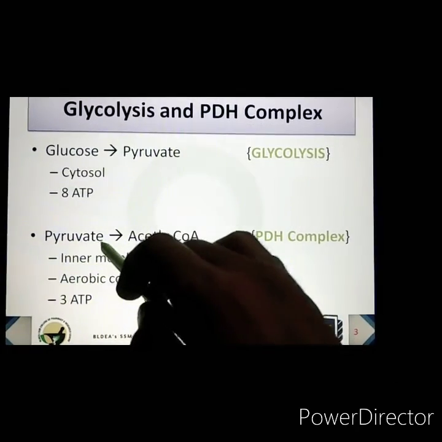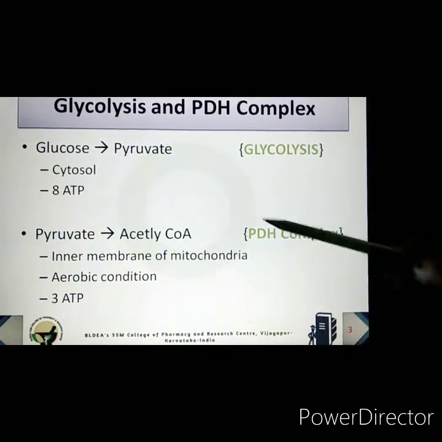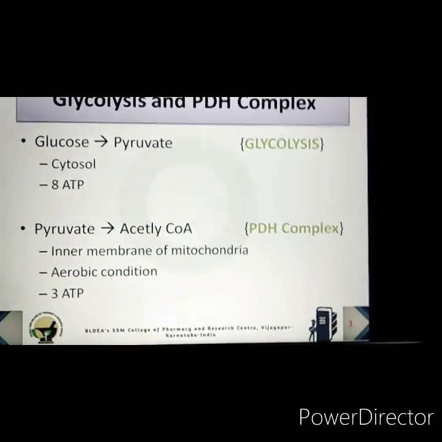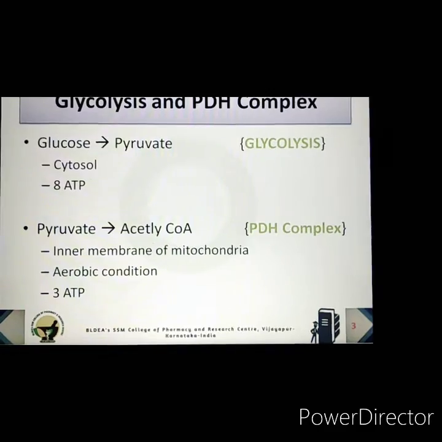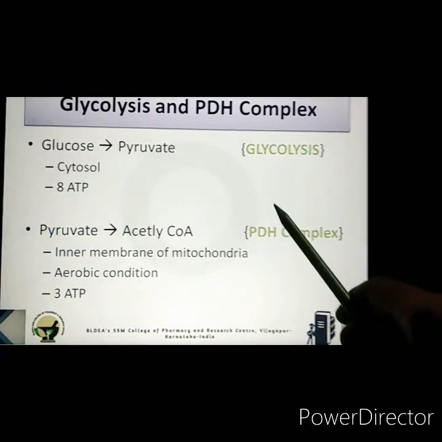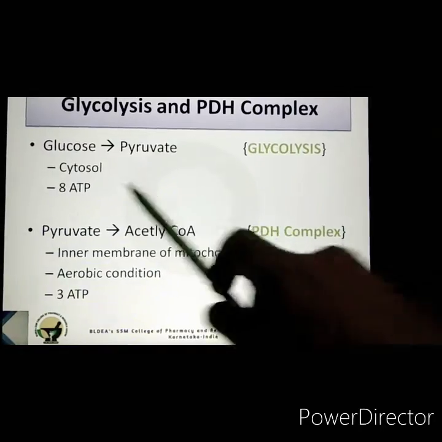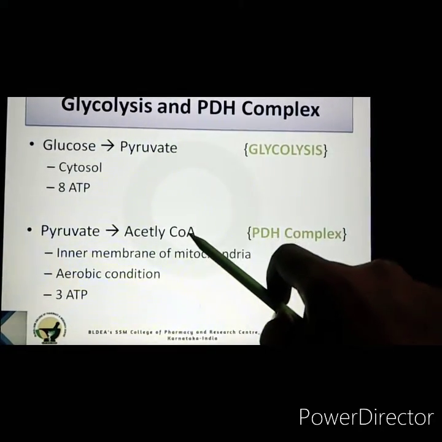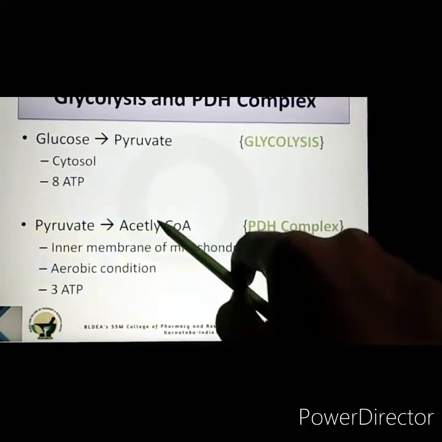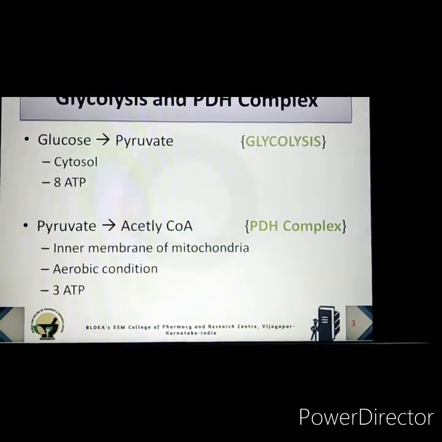So this pyruvate is being oxidatively decarboxylated into acetyl-CoA using PDH complex, that is pyruvate dehydrogenase complex, that involves 3 different enzymes and 5 different cofactors or coenzymes. So including 3 enzymes and 5 cofactors, this PDH complex is being generated. So this PDH complex involves conversion of pyruvate to acetyl-CoA, and it takes place in the inner membrane of mitochondria. This conversion to acetyl-CoA takes place only in aerobic conditions and results in generation of 3 molecules of ATP.